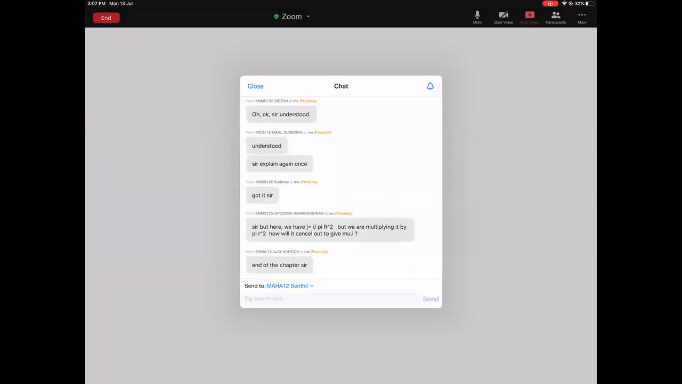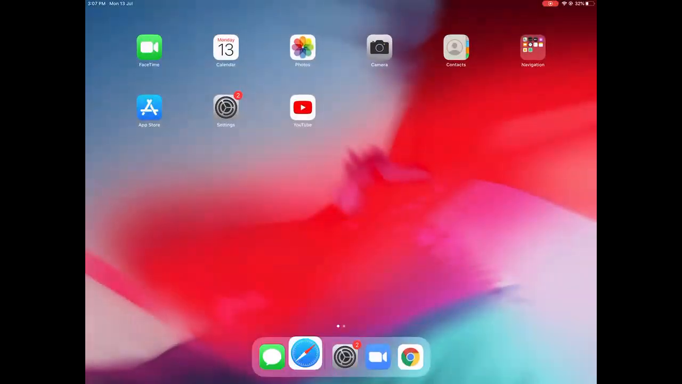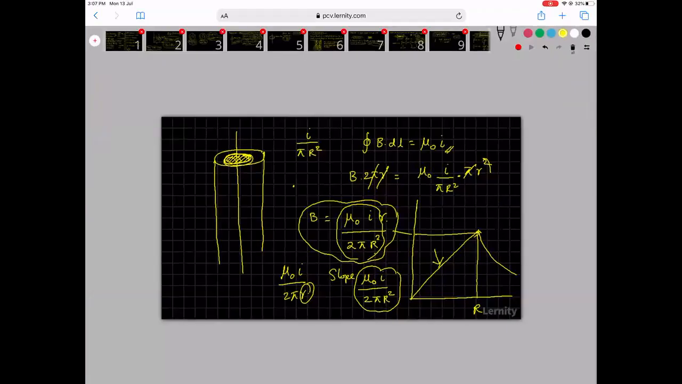Sir put here, but here we have j is equal to, okay, but we are multiplying it by capital R, the radius of the wire. Small r is the variable radius. Once you go outside the wire, you have to take the entire current. Once you go outside the wire, what is the current inside this? That is the I. But what is the current inside this? That is not I. So as long as it is still small r, we are getting it this way. After you go outside the wire, then it is always inversely proportional to r.